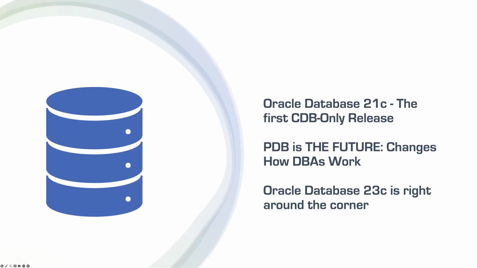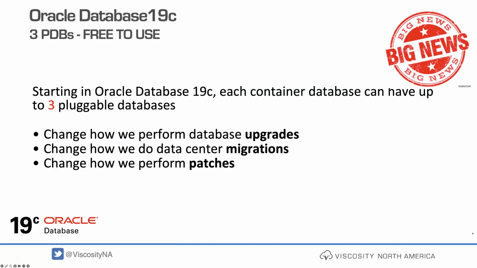All right, let's talk about pluggable databases. As you guys know, with 21c, you must be in a pluggable environment. This is the first CDB-only release, and going forward, everything has to be there. With it, you get 3 pluggable databases for free. And this can change how we do upgrades, migration, and how we do patches. I'll explain that a little bit. But more so, as you do 3 pluggable databases, there's a parameter called MAX_PDBS. Set that to 3. Don't get in trouble by having more than 3 pluggable databases.